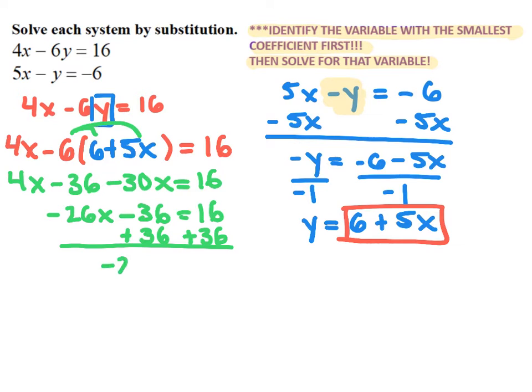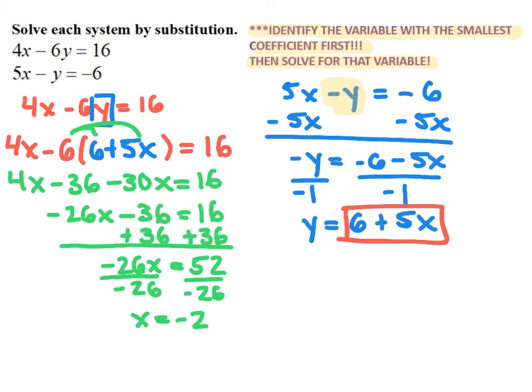to get negative 26x equals 52. And divide both sides by negative 26 to get x equals negative 2.